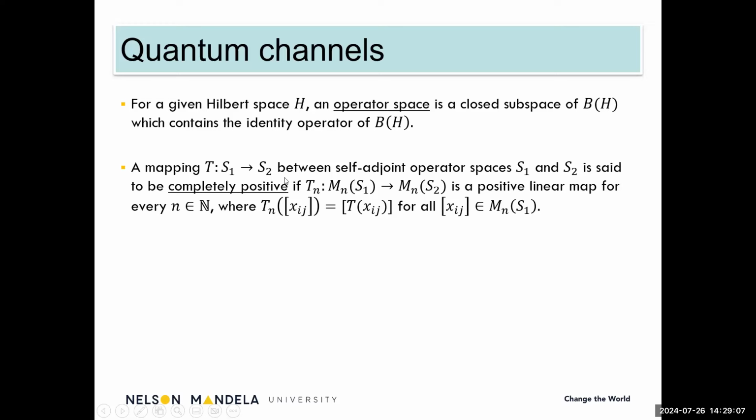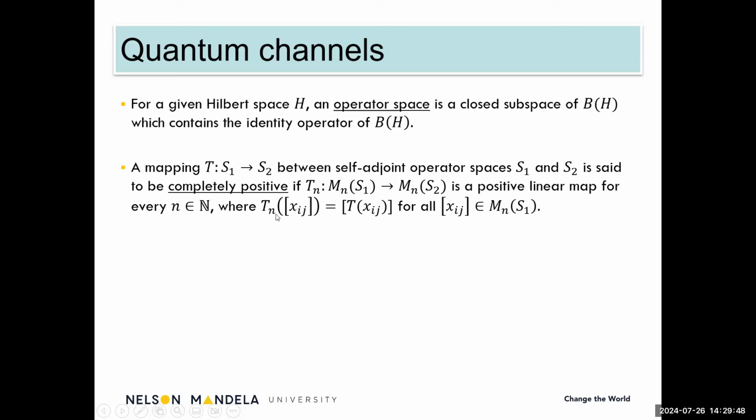So if you now take a mapping between two self-adjoint operator spaces, by self-adjoint, I mean that it is closed under involution, the operator adjoint on B of H. We will say that it is completely positive if this mapping Tn, taking you from the n by n matrices over S1 into the n by n matrices over S2, is a positive linear map no matter what size matrices you take. How is this Tn defined?